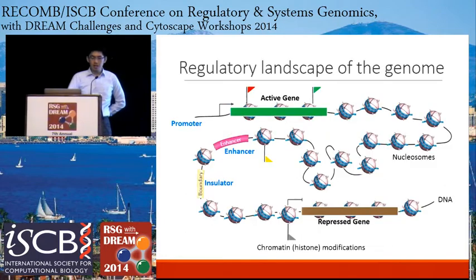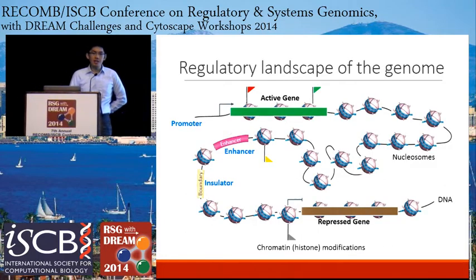To start off, the genome contains many different regulatory elements. For instance, there are active genes, there are repressed genes, and there are promoters, enhancers, and insulators which regulate the activity of these genes. And one feature of these regulatory elements is that they are associated with different combinations of histone marks.